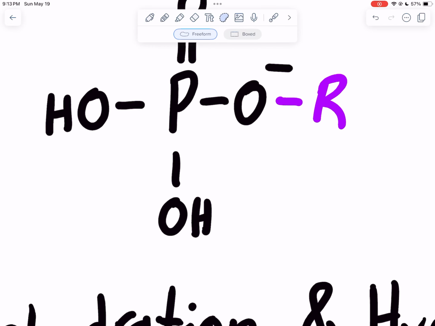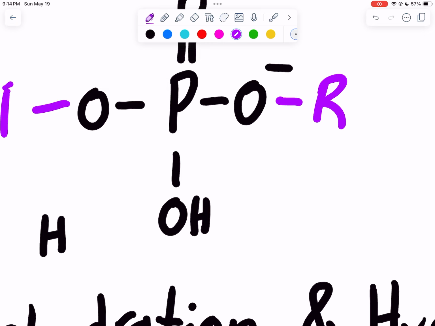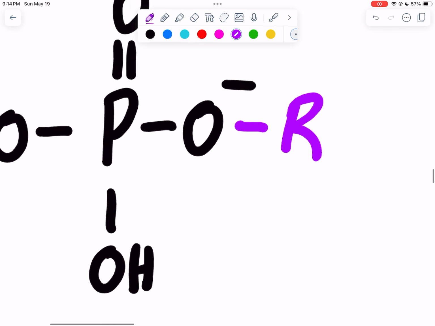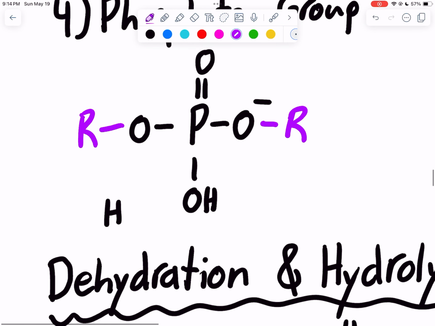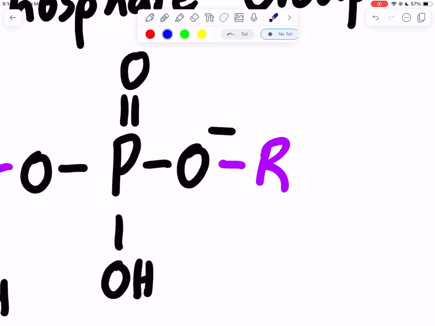Oftentimes, you'll also see some of these OH groups on the side with the hydrogen detached, and then they also make bonds with other stuff. So in general, that's how that works. And that's it for the very essential functional groups. There's a lot more, but those are the ones that you absolutely need to know and commit to memory.